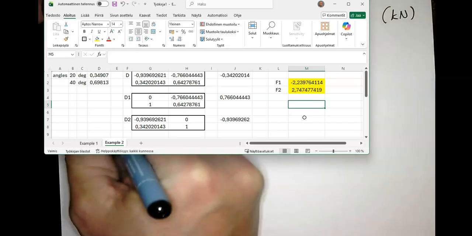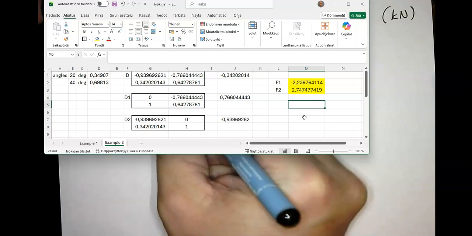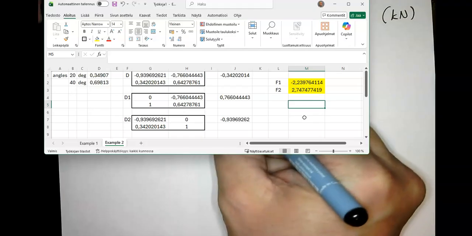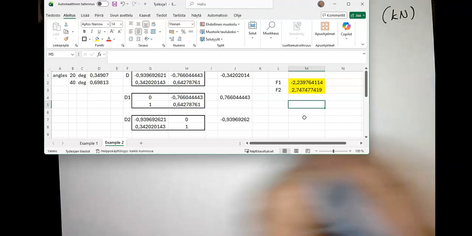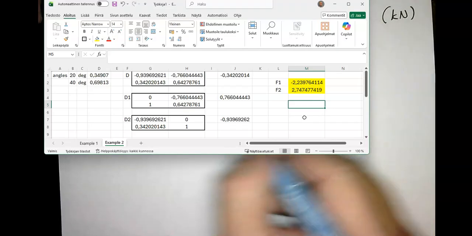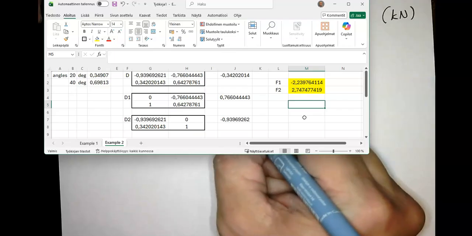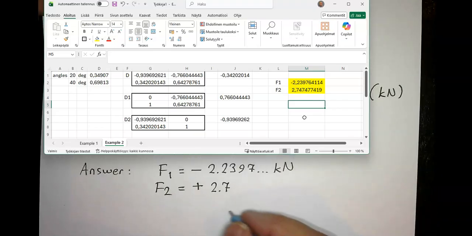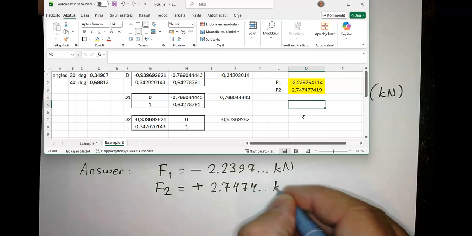So we get the answer: F1 is, note, minus 2.2397 etc. kilonewtons, and F2 is plus 2.7. Oh, sorry, you did not see what I was writing. 2.7474 etc.